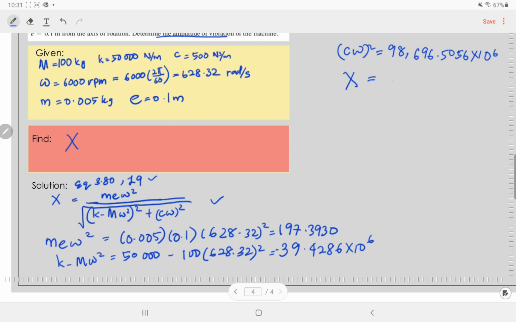Then if you substitute everything, the numerator you should have 197.3930, and you have 39. Maybe you can double check all the numbers again, times 10 to the 6. So your final answer should be 5.0062 times 10 to the minus 6 meter.